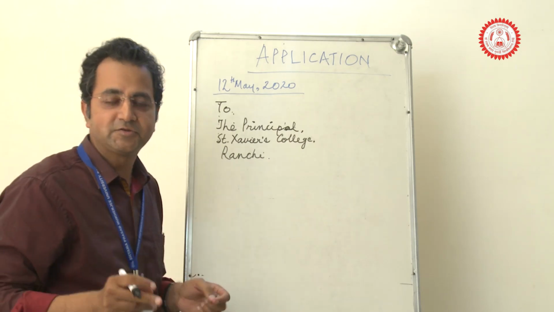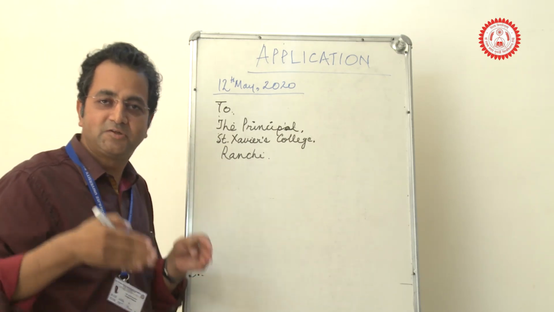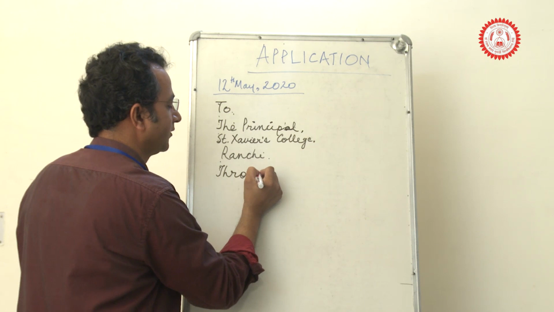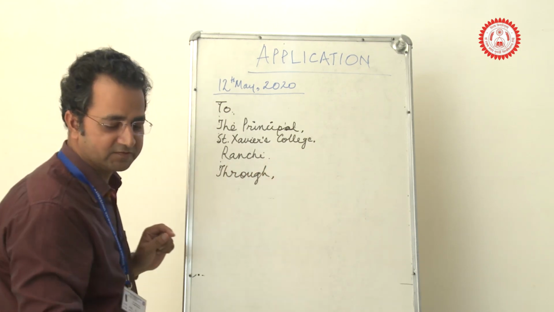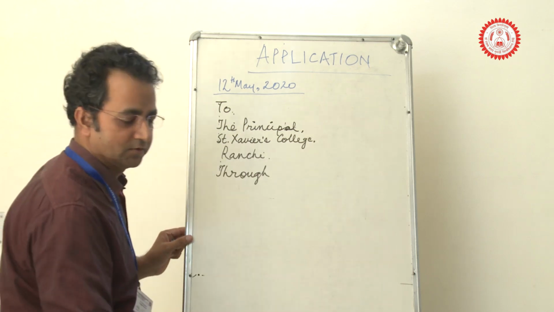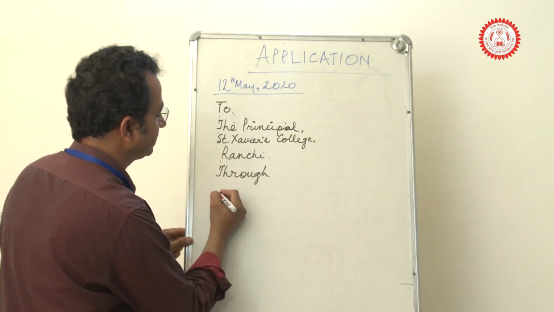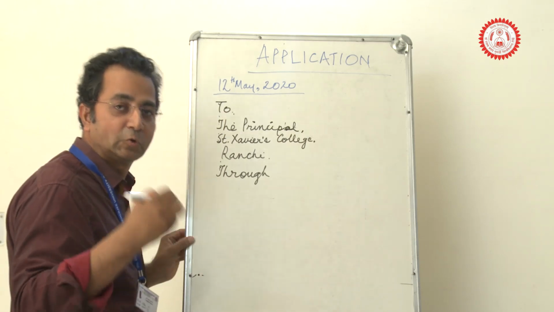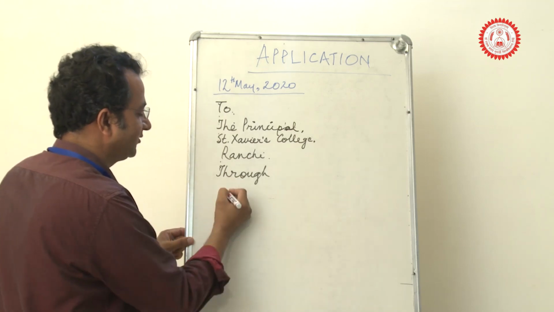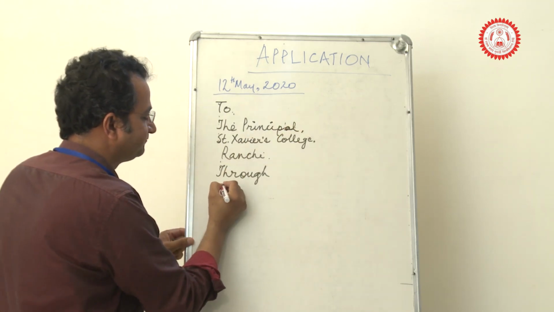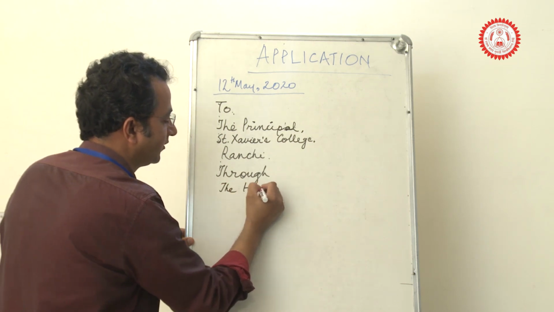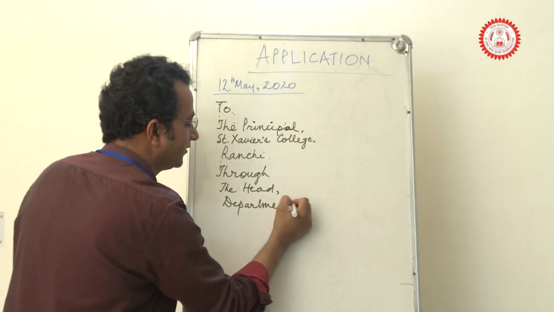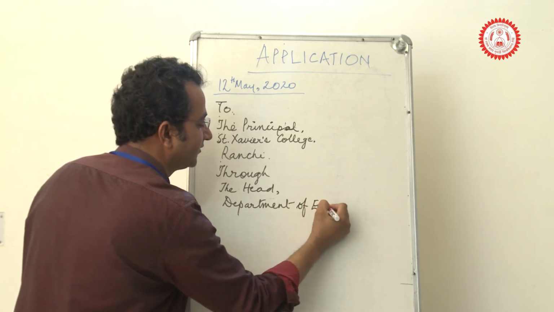Then if you are submitting it through a channel, you have to write "Through" also. Then what comes in the next line? It comes "Through". Here, if you give a comma, once again it will be wrong. There will be no comma. Mind it. And then you write, suppose you are giving it through the head of the department, or if you are in school, you are giving it through your class teacher. You write the class teacher, or you write the Head, then Department, say Department of English.